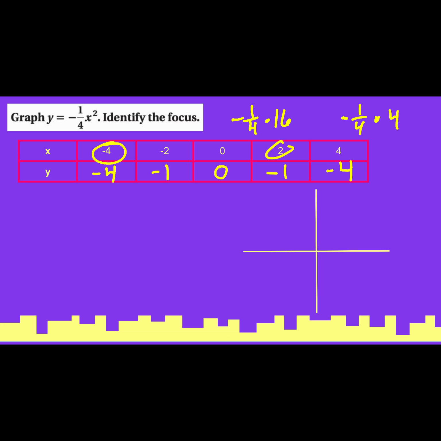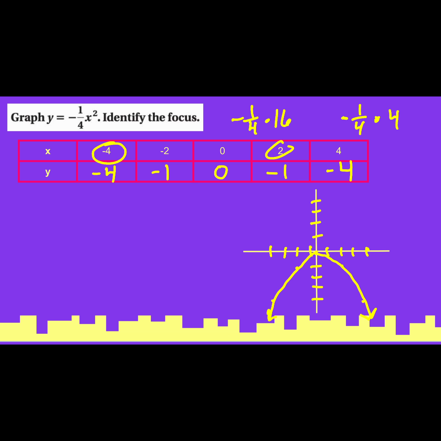If we graph it, we count negative 1, 2, 3, 4, and so on. Here we go, negative 2. So we graphed it, boom, then identify the focus.